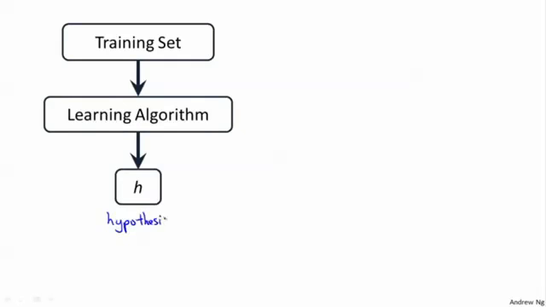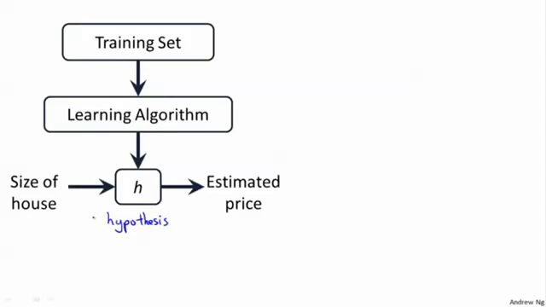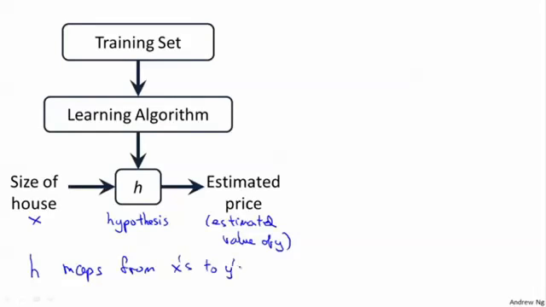What the job of the hypothesis is, is a function that takes as input the size of a house, like maybe the size of a new house that your friend is trying to sell. So it takes in a new value of x, and it tries to output the estimated value of y for the corresponding house. So h is a function that maps from x's to y's.